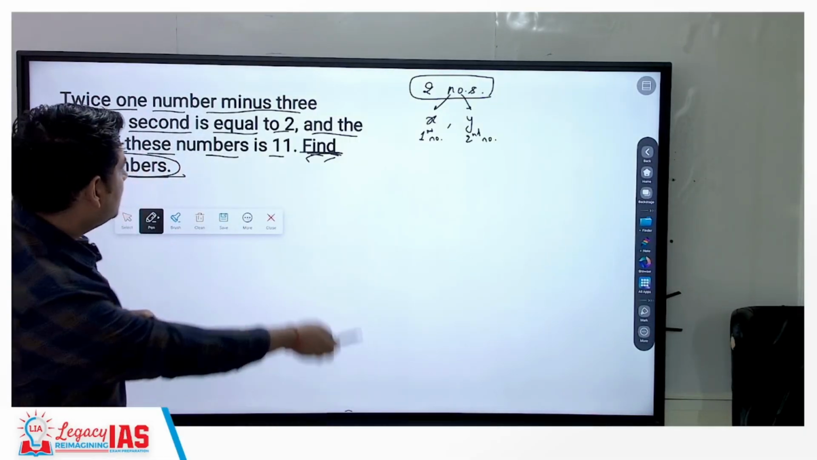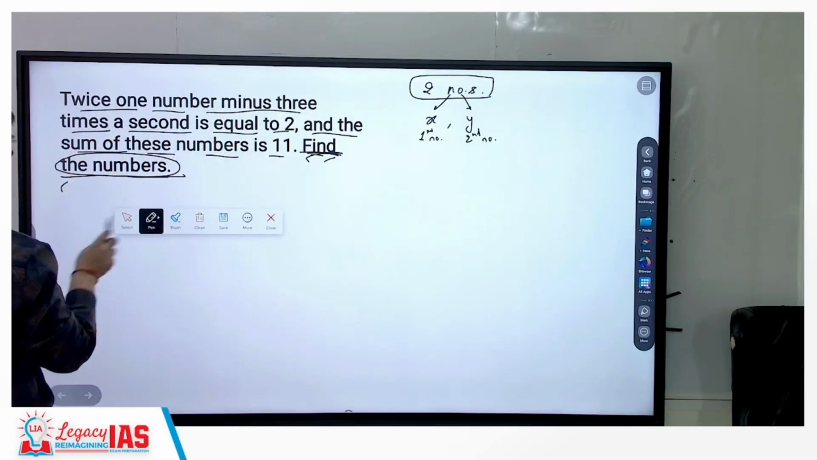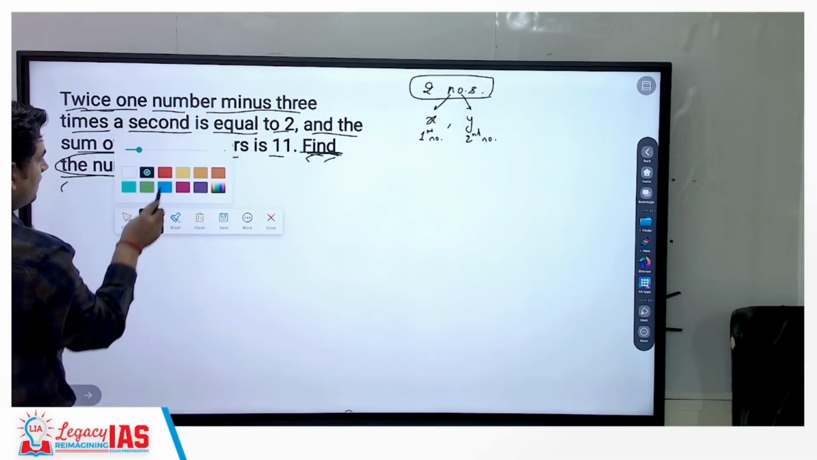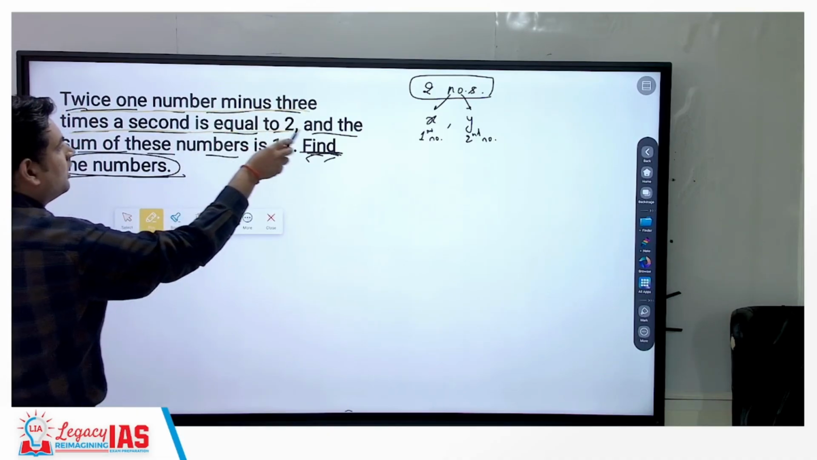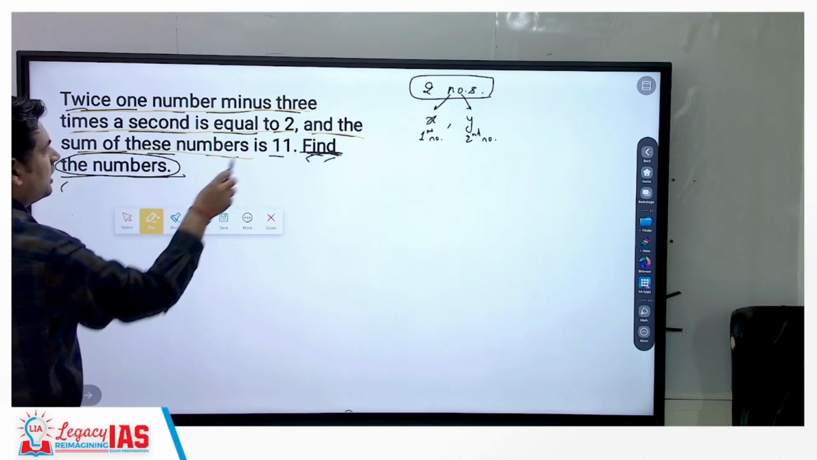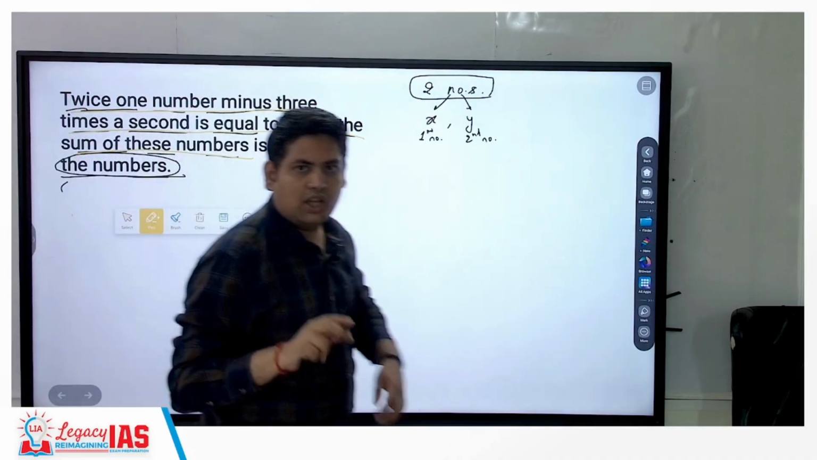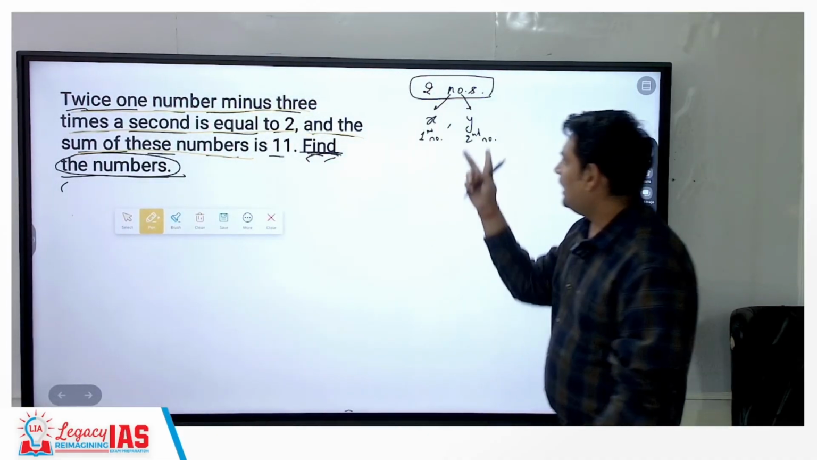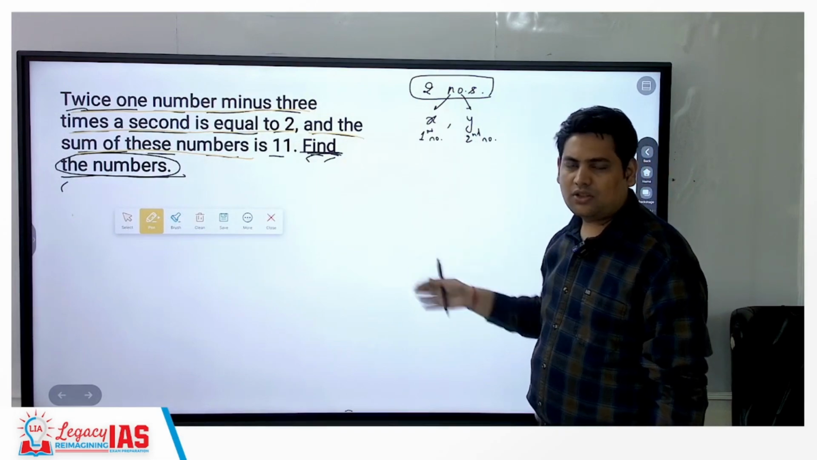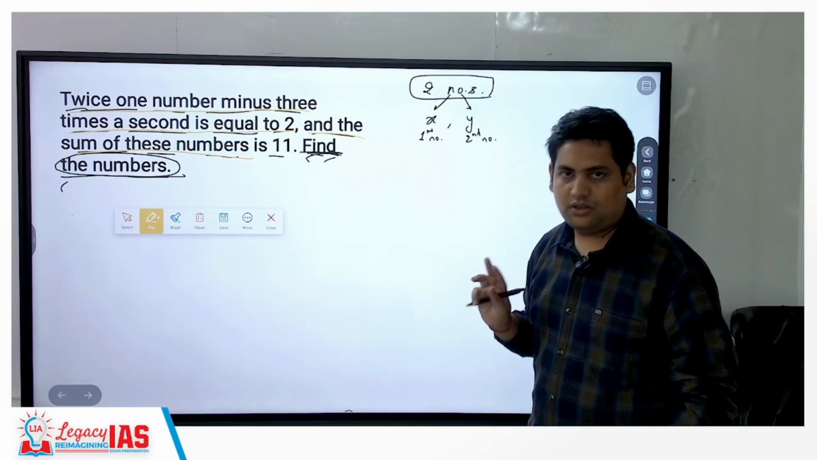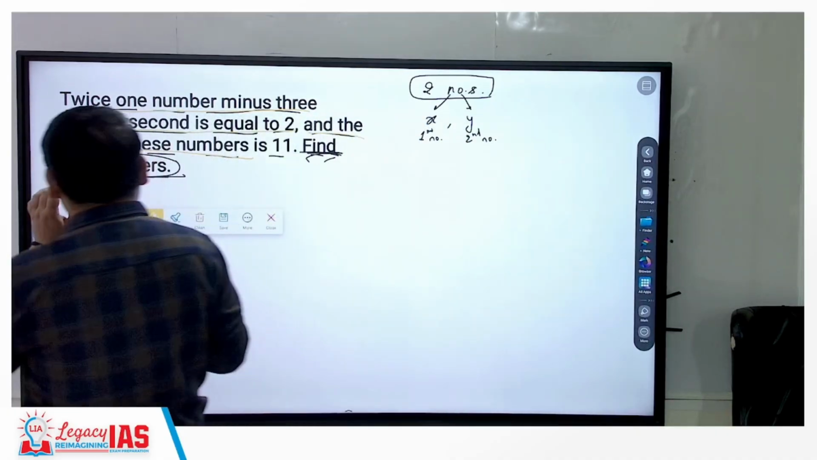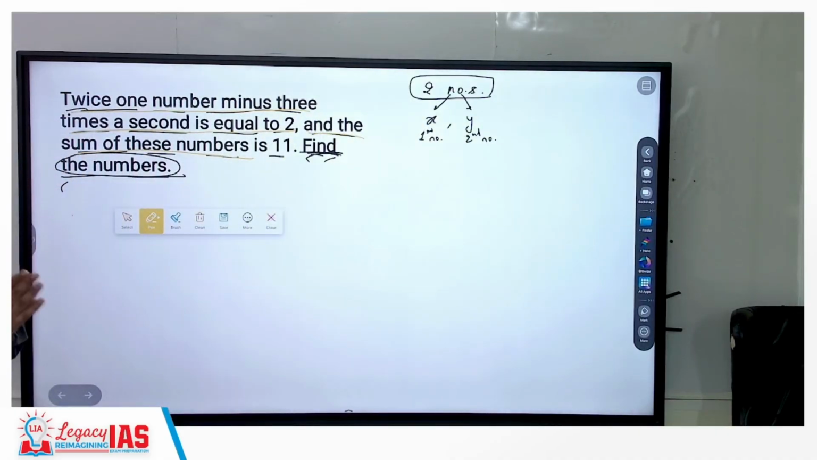Now using these two lines, first line is this and second line is this, I should get two equations. If I get two equations, then I have two variables x and y and I can solve it. That I know. So I just need two more equations. Now focus. How do you write these two equations?